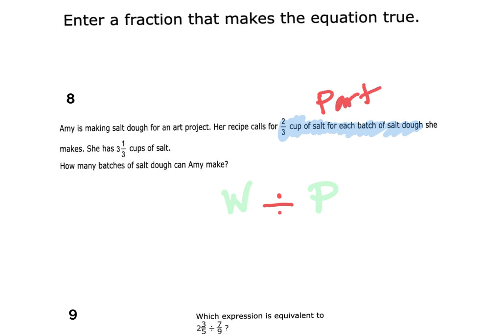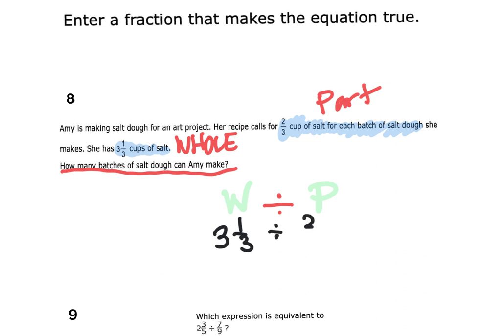And it says she has 3 1/3 cups of salt. So we know she has 3 1/3 cups of salt. So I'm going to highlight that. So that has to be the whole. Okay, and then it asks, underline it, how many batches of salt dough can Amy make? So again, it's usually 9 times out of 10, the biggest divided by the smallest. So we have 3 1/3 divided by 2/3.